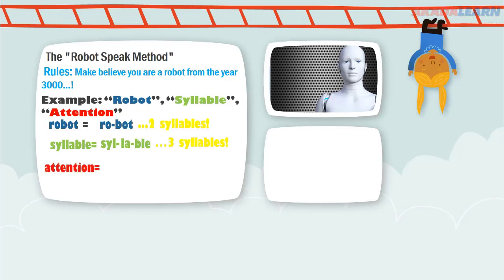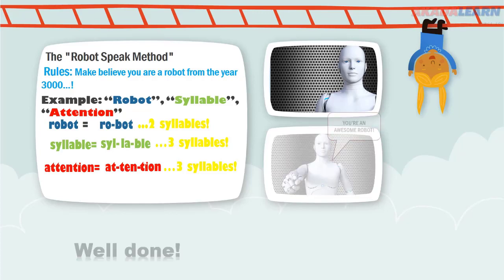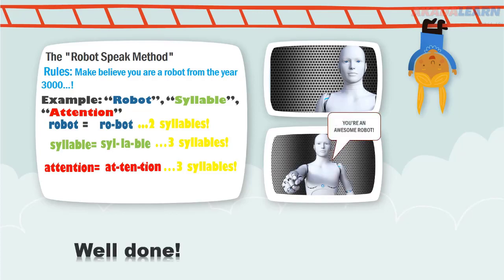Now let's try the word attention. Are you ready? Alright, say it with me. Attention. A is 1. Ten is 2. Shun is 3. So we have 3 syllables in the word attention. This is a fun method. And you can use it with your name to find out how many syllables are in your name. You just pronounce it like a robot. Okay? Now if you did very well, and if you were following me exactly, then you're an awesome robot. You did well. Well done.